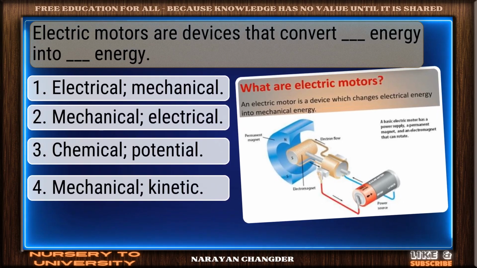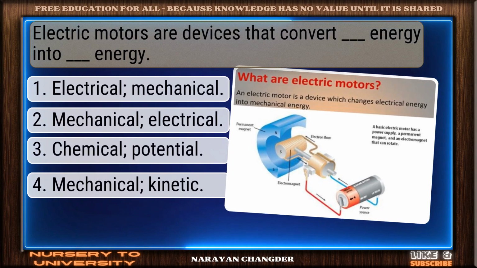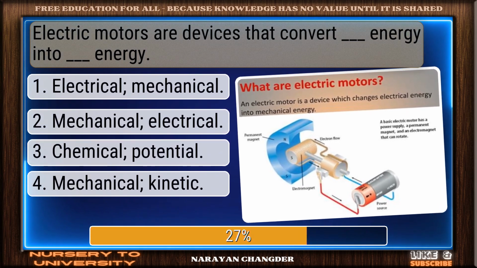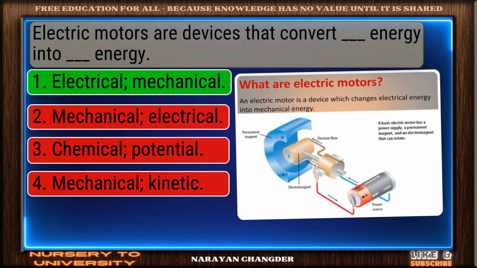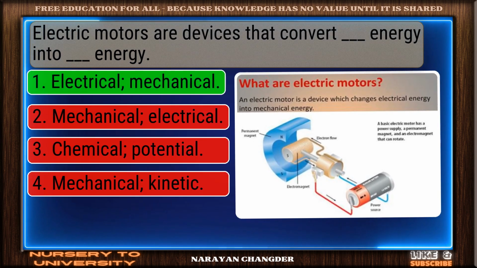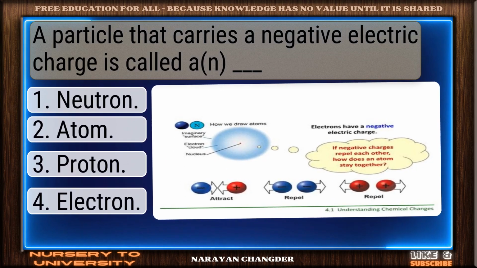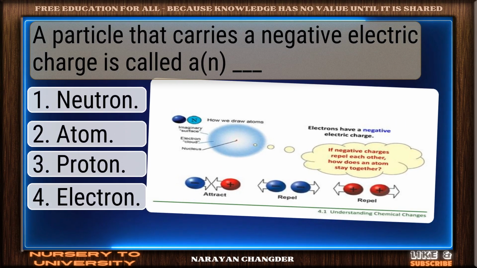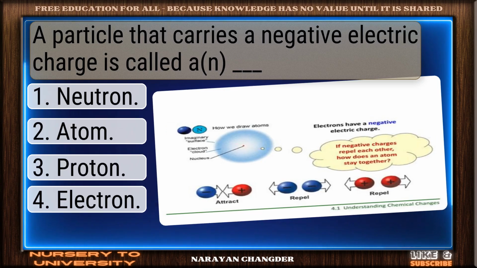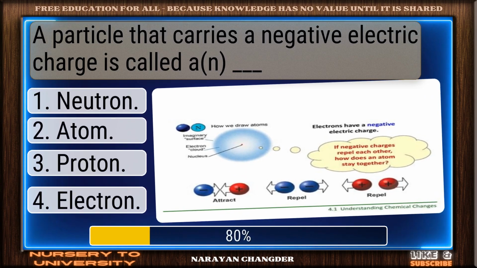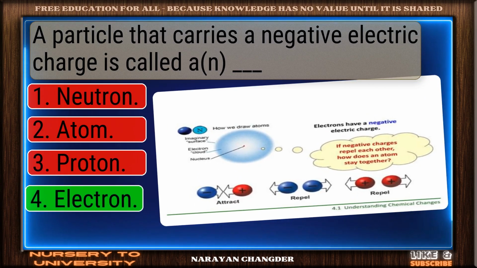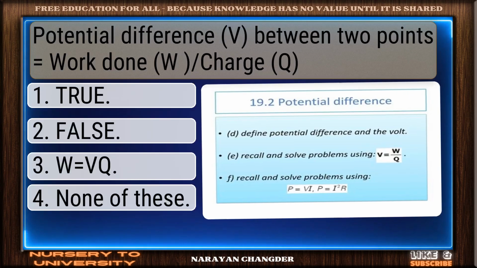Electric motors are devices that convert dash energy into dash energy. Sharp thinking. Electrical, mechanical is right. A particle that carries a negative electric charge is called a dash. Clear logic. Electron is sound.